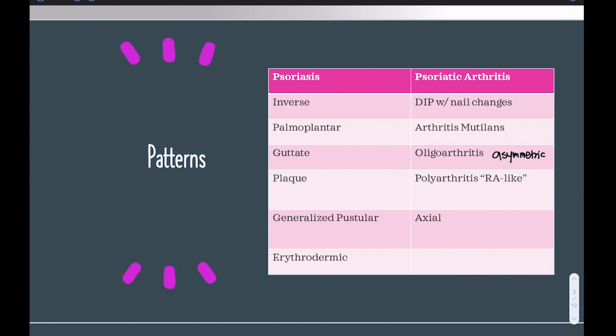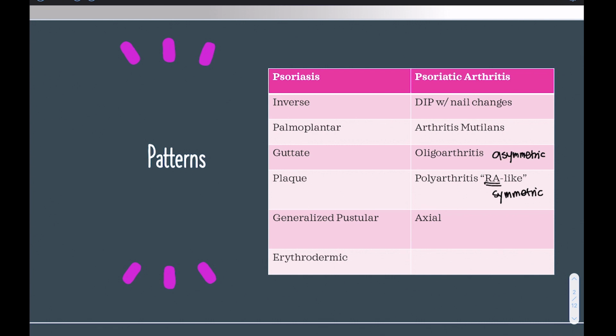Fourth, the RA-like psoriatic arthritis will involve smaller and symmetric joints of hands and feet, almost representative of what you would expect to see in rheumatoid arthritis. Lastly, there's the axial subtype, which can involve the spine and the sacroiliac joints. Remember, it doesn't mean because a patient presents predominantly with one subtype that they will remain in that subtype. These subtypes are not mutually exclusive and may change over time.